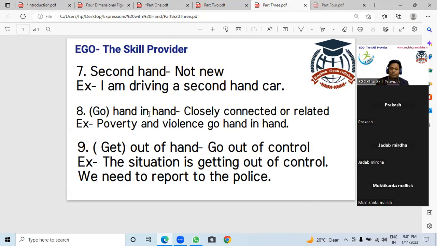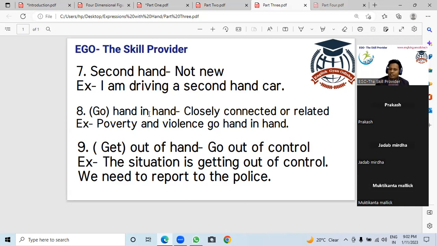If you study well, there is a probability you will get a good job. So studying well and getting a good job go hand in hand. So one is related to the other very positively, they are closely related.